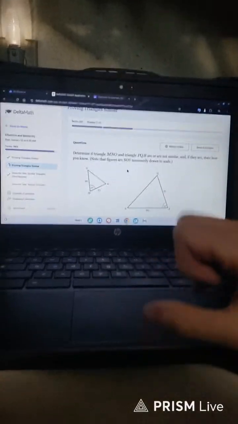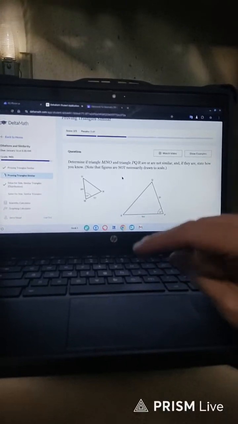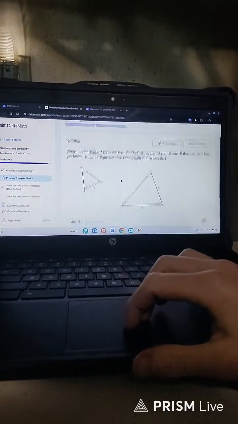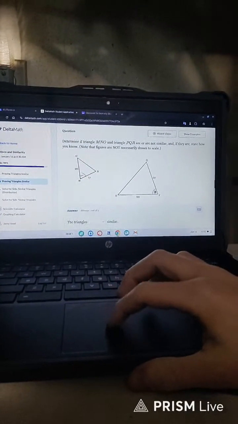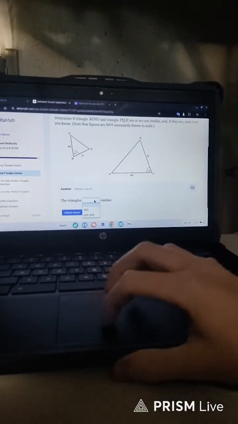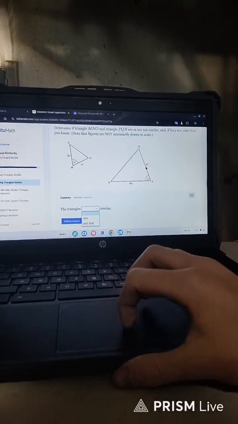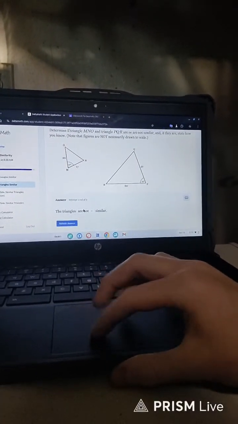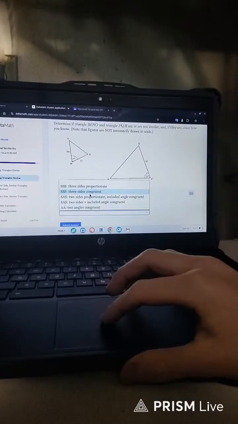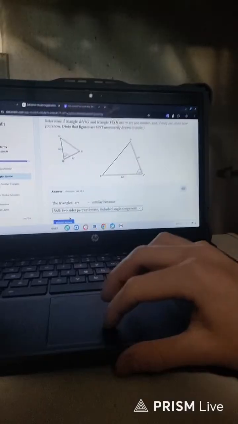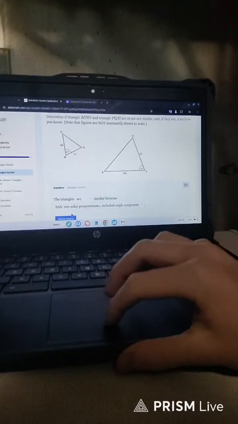Determine if triangle MNO and triangle PQR are or are not similar. So the angle is correct. They are similar because of SAS, included angle congruency.